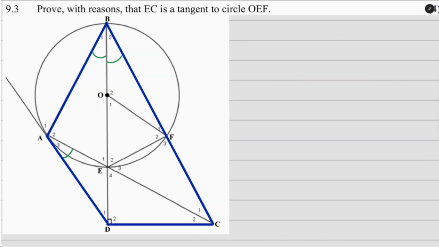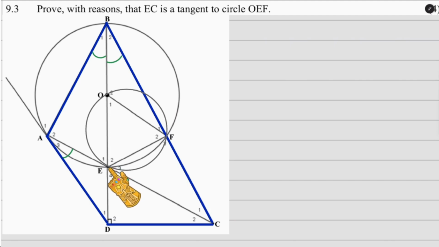Lastly, in question 9, we need to prove that EC is a tangent to the circle OEF. So EC is over here, and they want us to prove it's a tangent to the circle OEF. Now there's no circle around OEF, so if it helps you, you must draw it. So if we had to draw the circle OEF, it would kind of look something like this.